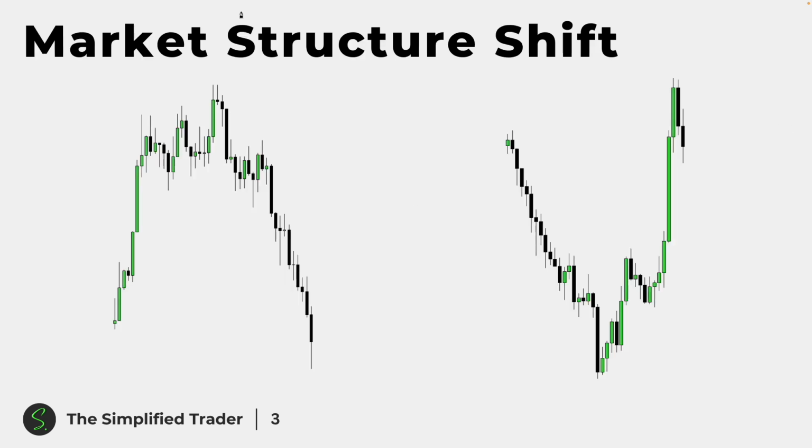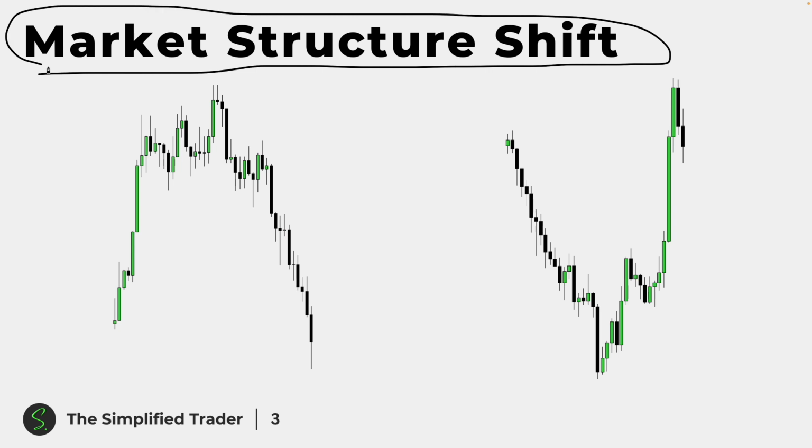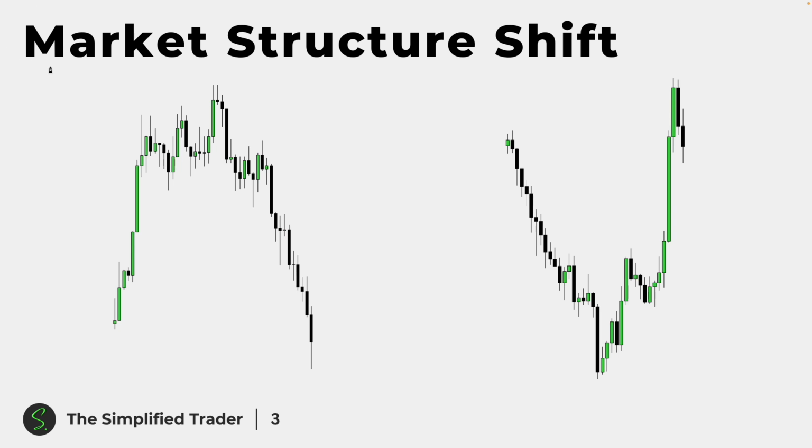Moving on to the next topic, which is market structure shift. We are going to be using market structure shift in order to confirm a trend reversal. Now, what is a market structure shift? Here I have a bearish example, and here I have a bullish example. But before we jump to the charts, I want to draw it out for you to explain it even further. So a market structure shift is when we change from a bullish trend to a bearish trend, or a bearish trend up to a bullish trend. We always have a shift in market structure.